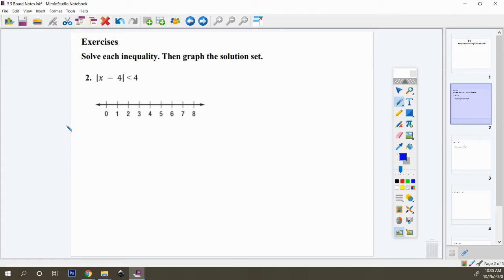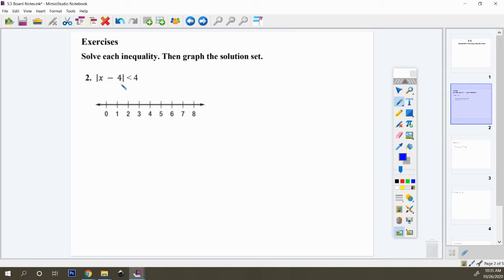Less thans are ands. It doesn't matter if it's less than or equal to or just less than. If it's less than, it's going to be an and. If it's greater than or greater than or equal to, it's going to be an or. So this is going to be an and problem. Now that doesn't affect anything until we get to our answer.